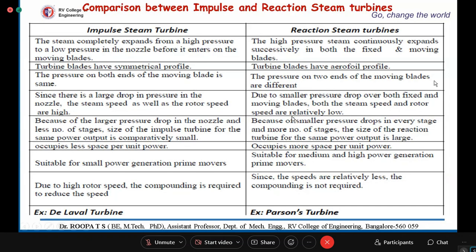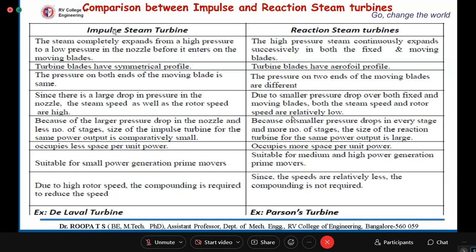So this is just a revision of what I had covered in the last class. In the case of an impulse steam turbine, we are using a nozzle. So steam is completely expanding in the nozzle before it enters the moving blades. Here, in the case of a reaction turbine, steam is completely expanding in the successive arrangement of these fixed and moving blades. Means in the blade region only it is getting expanded. There is no nozzle.